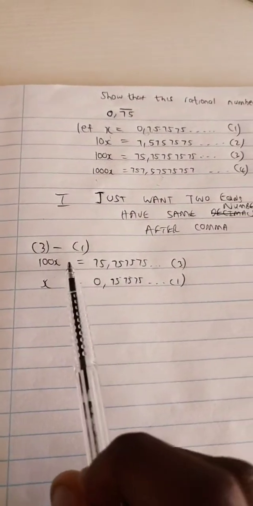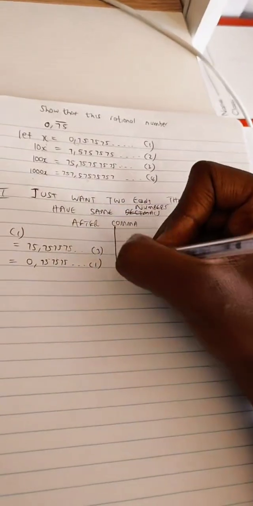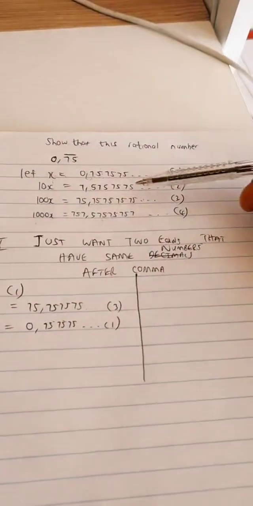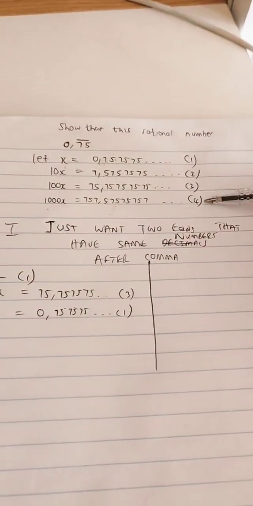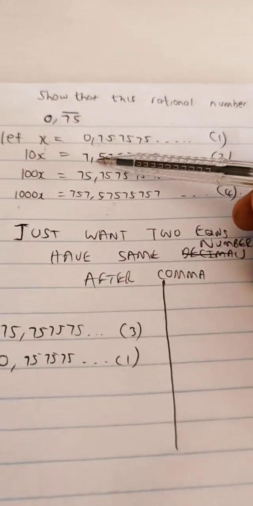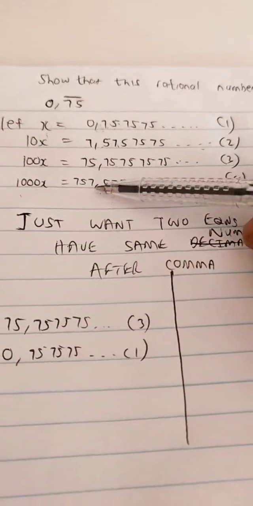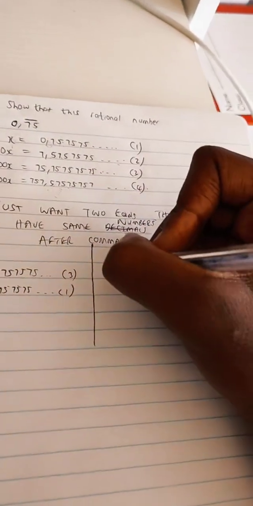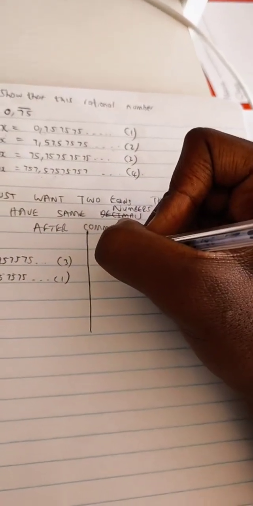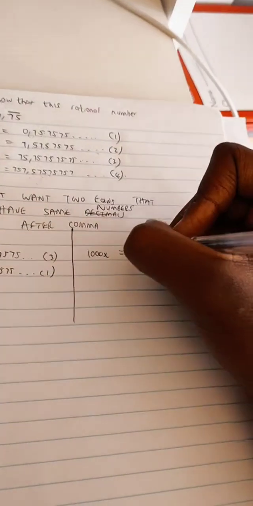Okay, do you see this, guys? 100x. Or on the other hand, I could take equation 2 and equation 4. Why equation 2 and equation 4? Look, after the comma with equation 2, I have 5, 7. After equation 4, after the comma, I have 5, 7. So I could take that as well. I'm just going to show you guys that at the end of the day, I'm going to get the same answer.